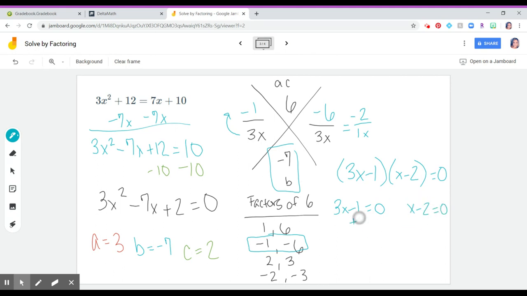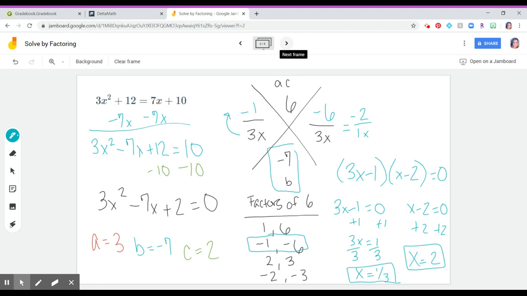And here, if I add 1 to both sides, I get 3x equals 1. You want to solve them each one at a time. And notice I get a fraction. That's okay. You're going to just type it in exactly how you see. I would not put the decimal in. Add 2. So x also equals 2. So x equals 1/3 and x equals 2.